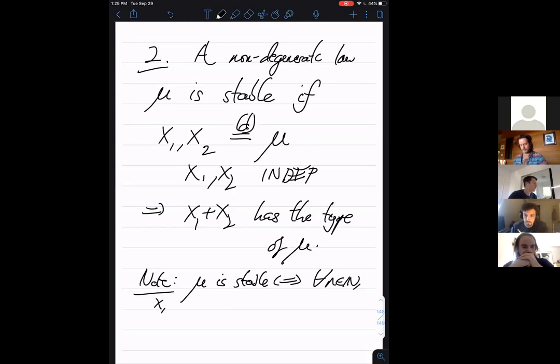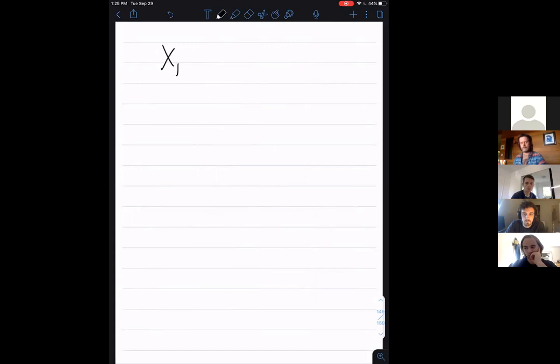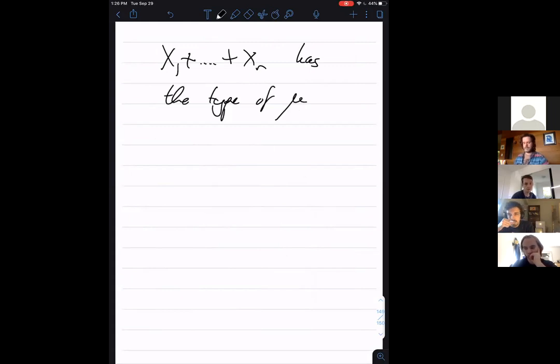If I take independent copies x1 up to xn, random variables, and they each have the law mu, then what happens if I do exactly the kind of thing we're interested in, forming a random walk with these as the increments? If I add up the things, then this has the type of mu. So this clearly implies the earlier statement. It's stronger, but it also clearly follows from the earlier statement because it's just a simple induction.